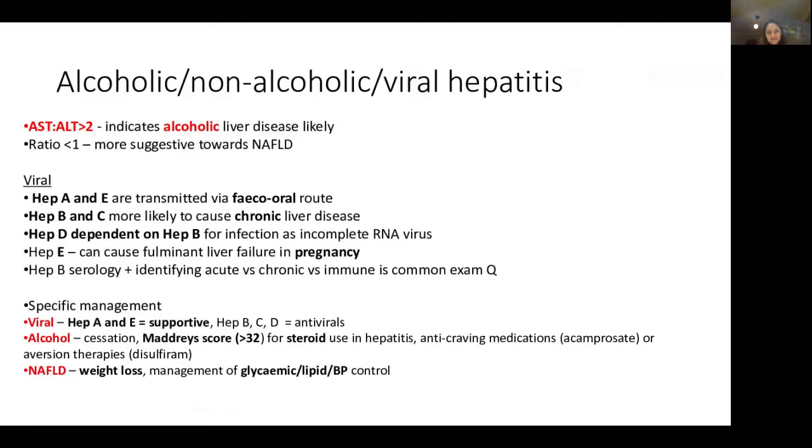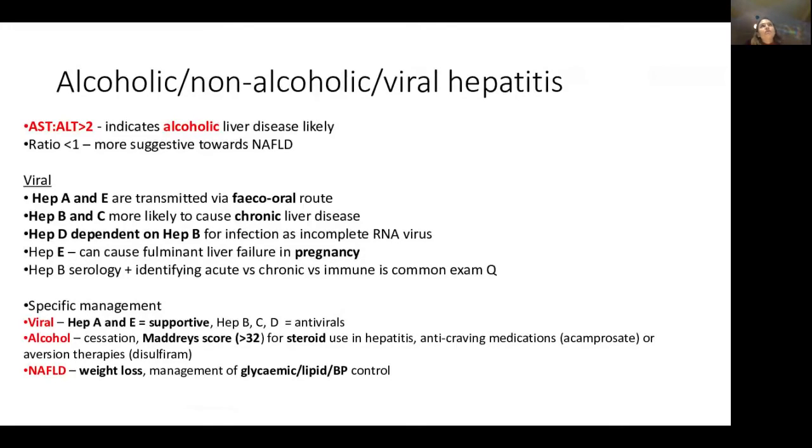You can measure the AST and the ALT. They'll both be raised in alcoholic and non-alcoholic hepatitis. However, if the AST is higher than the ALT, or the ratio of them is more than 2, then alcoholic liver disease is more likely.